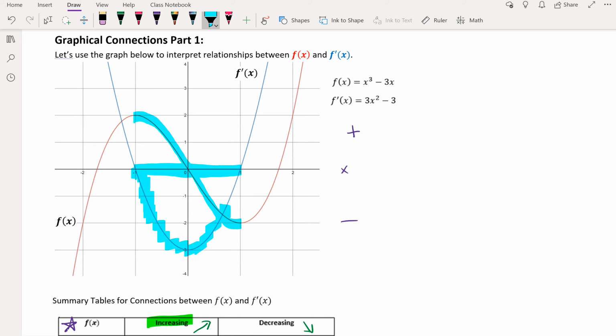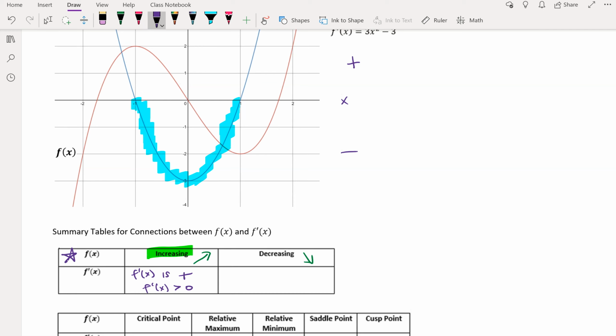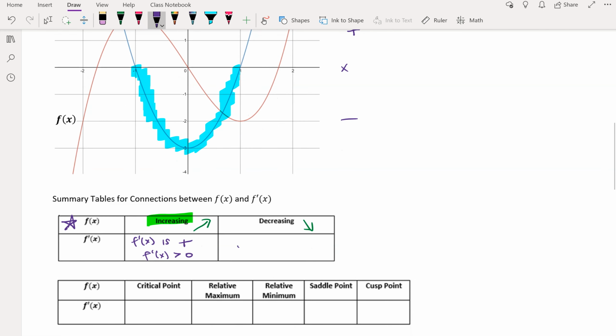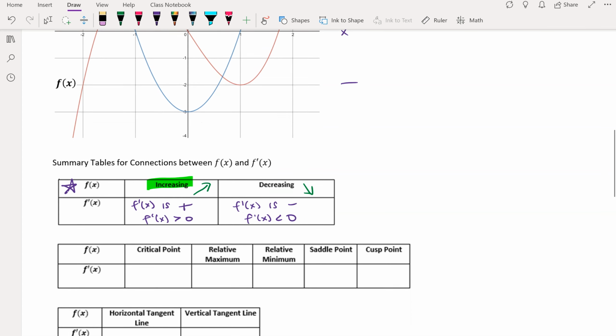What's happening with the derivative graph? What's true about f prime here in this zone? F prime of x is negative. So we're going to write f prime, the derivative, is negative. And you could also say f prime of x is less than 0. Same thing.